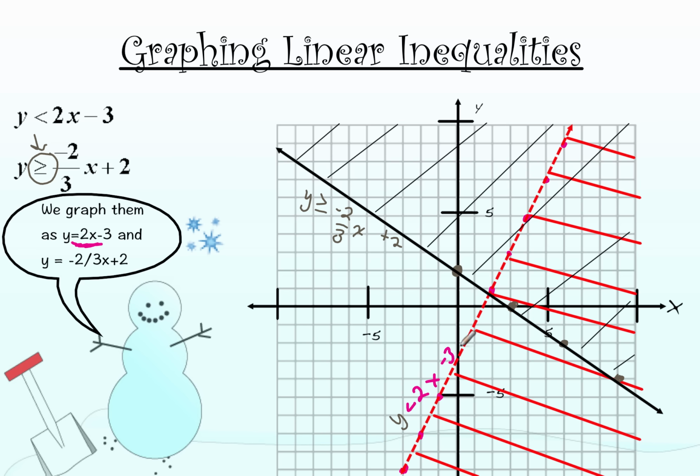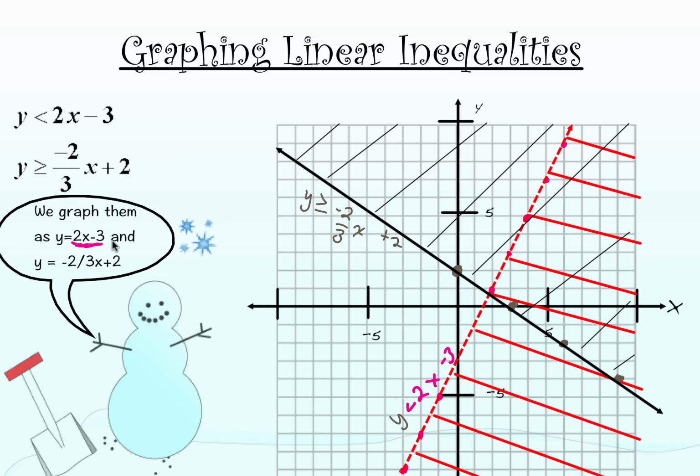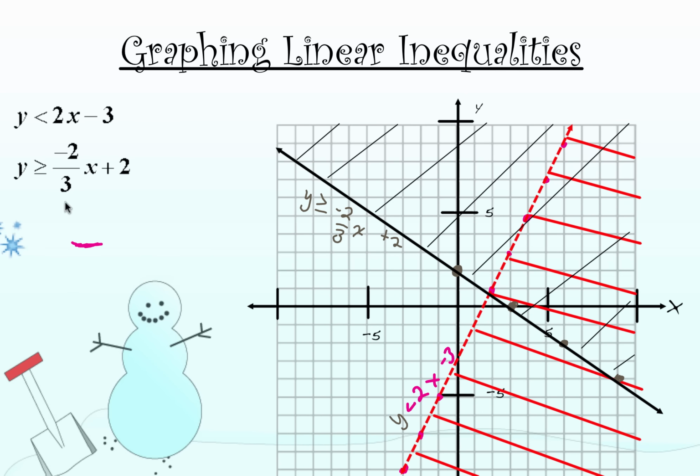All right, so we've got this great big mess here. What did we prove? We're graphing linear inequalities. We got these lines all over the place. We have now a solution set. Thank you, Mr. Snowman. We don't need your help anymore.